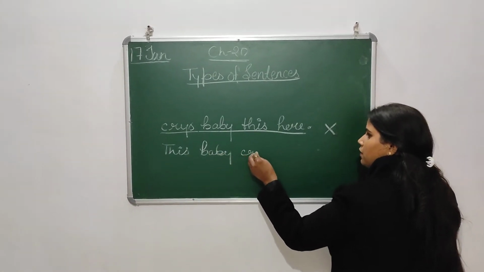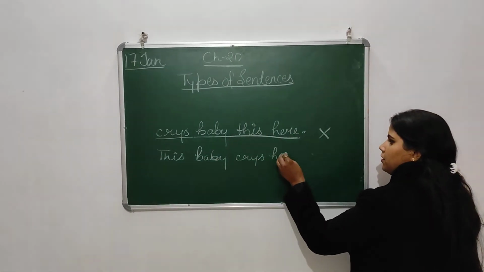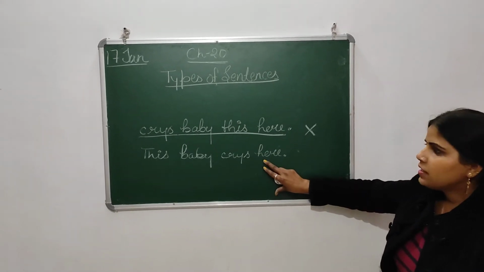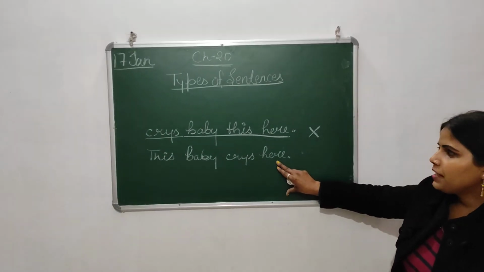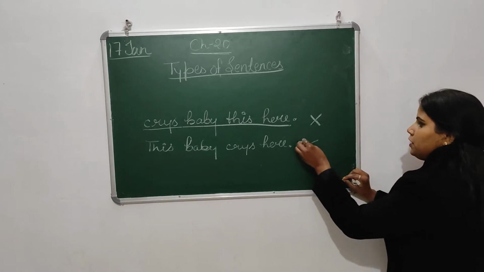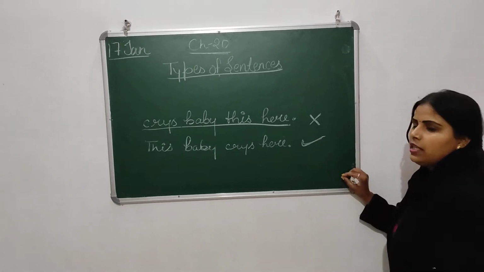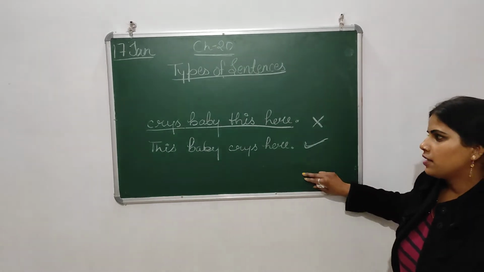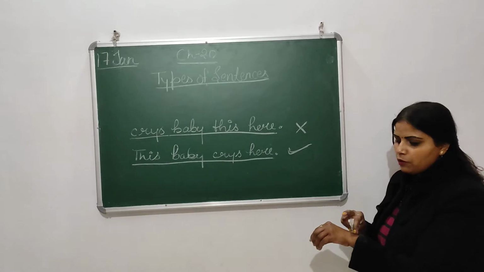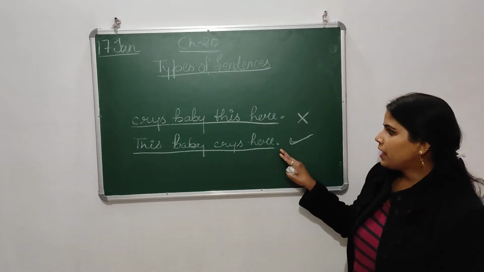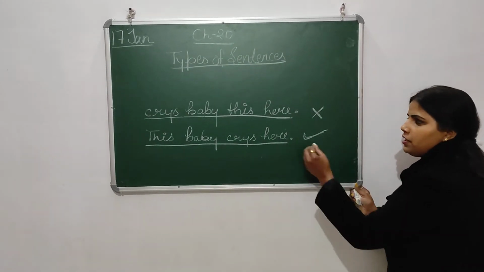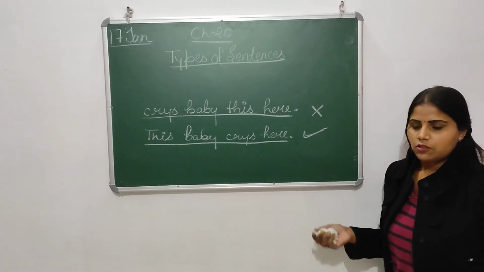baby, crash, here. So in this line, when we try to find out some sense, this line makes a perfect or complete sense, then this type of line or statement is known as a sentence. So with this example, it is clear that when a group of words is arranged in a proper manner and gives complete sense, that kind of statement is known as a sentence.